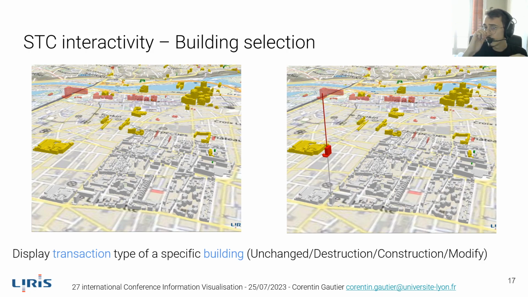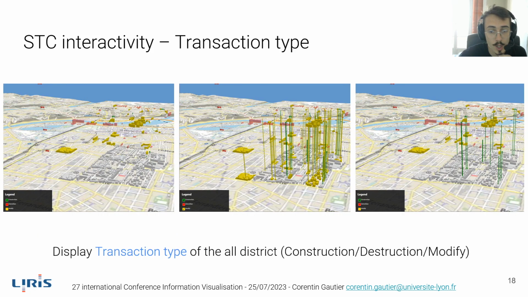So this authority can bring a very specific analysis of a building and see the whole evolution of this building. The second interactivity is on transaction time. You can choose which kind of transaction you want to display in the space-time cube. You can select the construction, the demolition, or the modification.